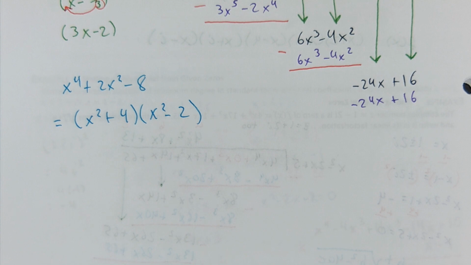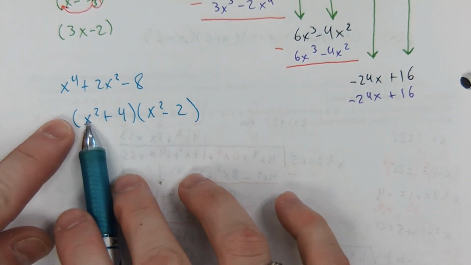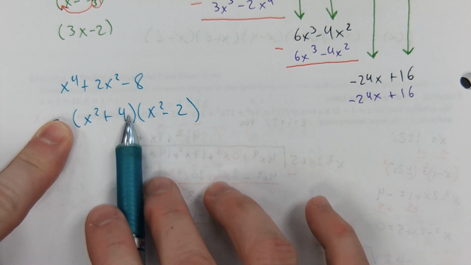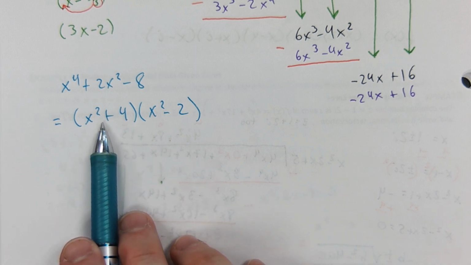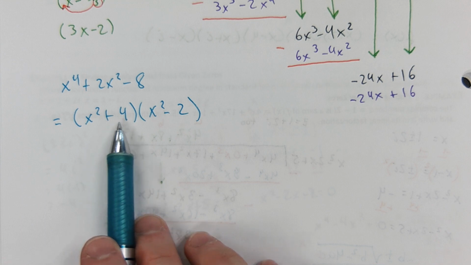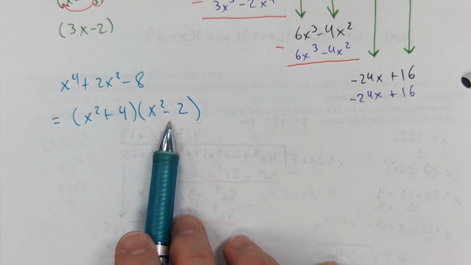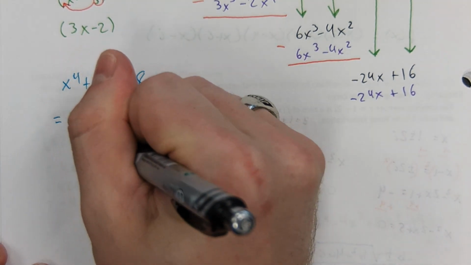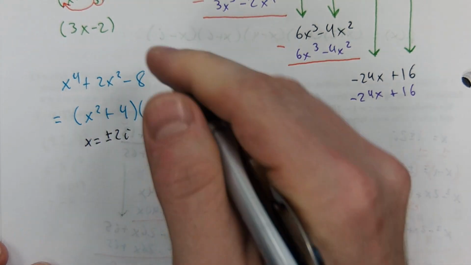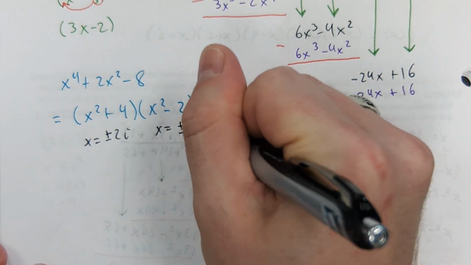Because look, x to the 4th minus 2x squared plus 4x squared minus 8. It didn't ask me to find all the solutions, but I could. What are the solutions here? Plus or minus 2i. What are the results here? Plus or minus the square root of 2. This gives me x equals plus or minus 2i, and this gives me x equals plus or minus the square root of 2.